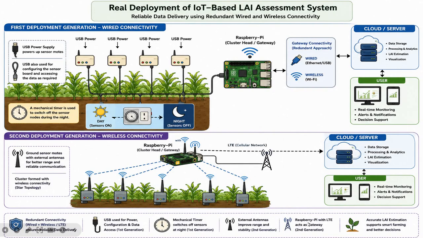So here at the bottom you can see the different components which are being used. You have a USB which is used for power, configuration and data access. Then you have a mechanical timer, external antennas, and then Raspberry Pi with LTE. So this is about the hardware components which are used in the in-situ assessment of LAI using IoT based agricultural system.